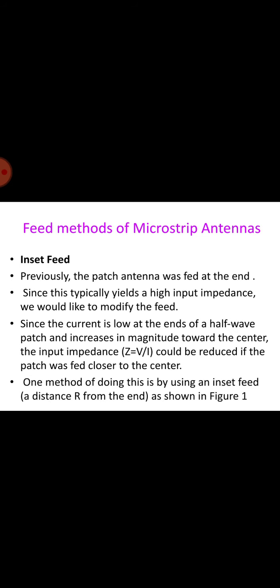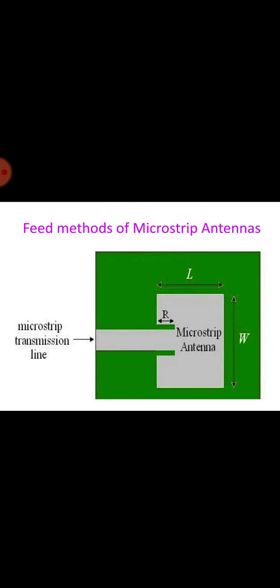Now let us see some of the feeding methods of the microstrip antenna. The first method is the inset feed. Previously, the patch antenna was fed at the end. Since this typically yields a high input impedance, we would like to modify the feed. Since the current is low at the ends of the half-wave patch and increases in magnitude toward the center, the input impedance could be reduced if the patch was fed closer to the center. One method of doing this is by using an inset feed, and that is shown in this figure.